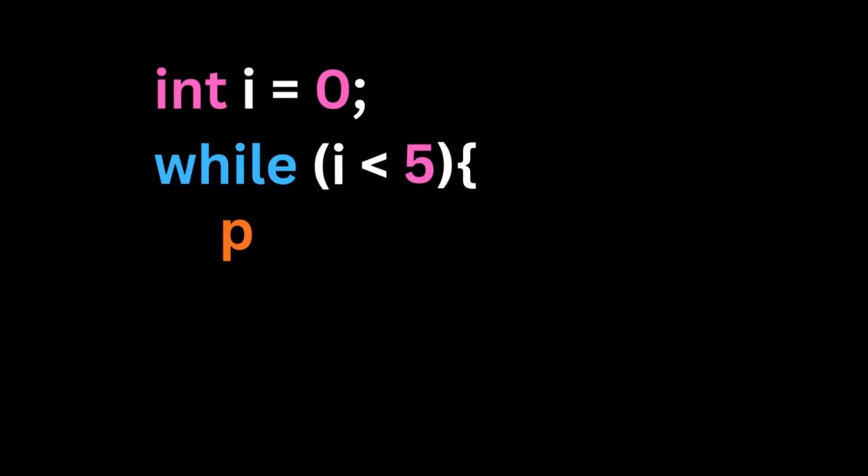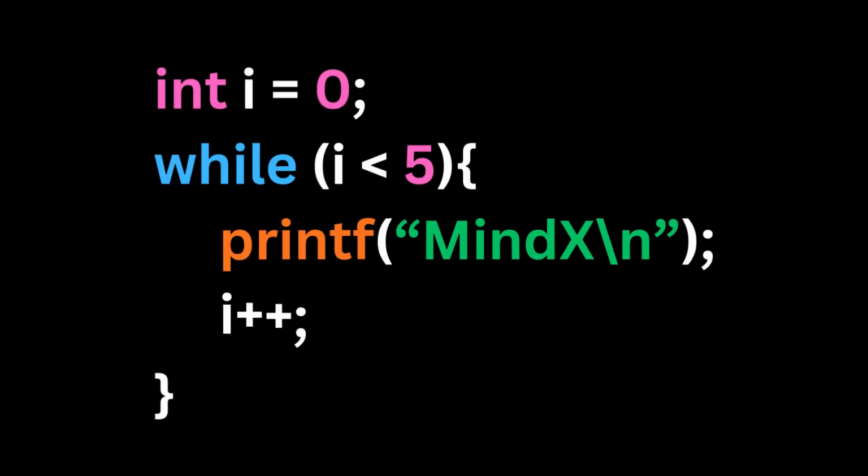Now let's look at another type of loop, the while loop. The idea is still repetition, but the way the loop is controlled is slightly different. This loop also prints the word MindX 5 times. But instead of putting everything in one line like the for loop, the while loop separates things more clearly.